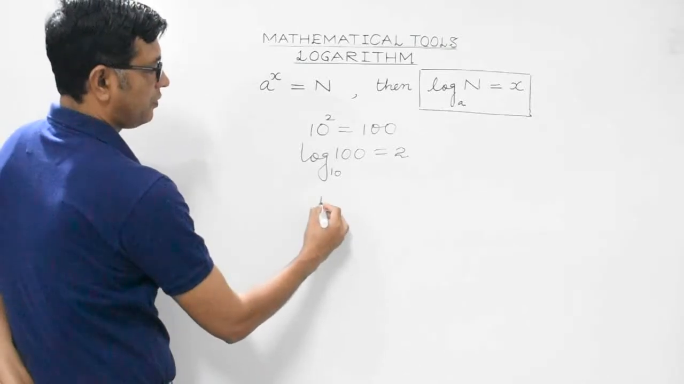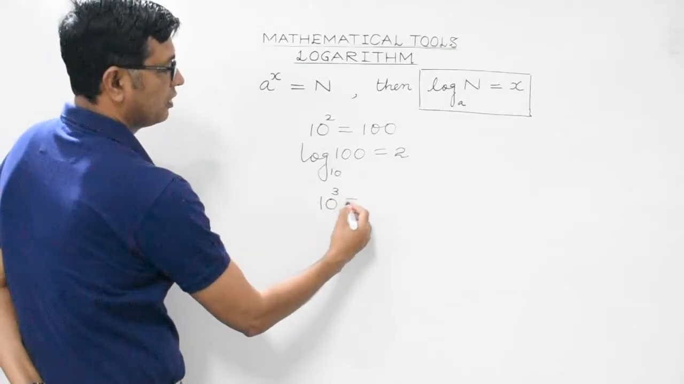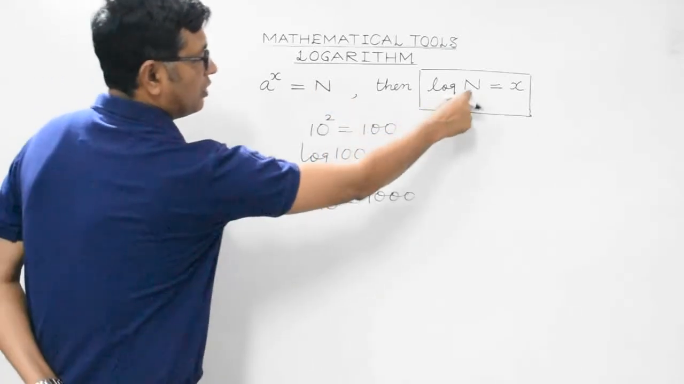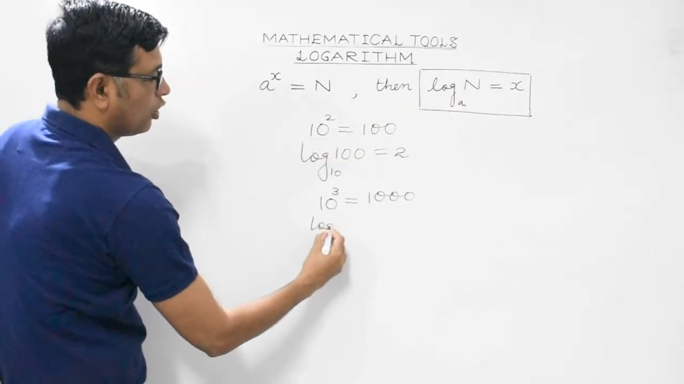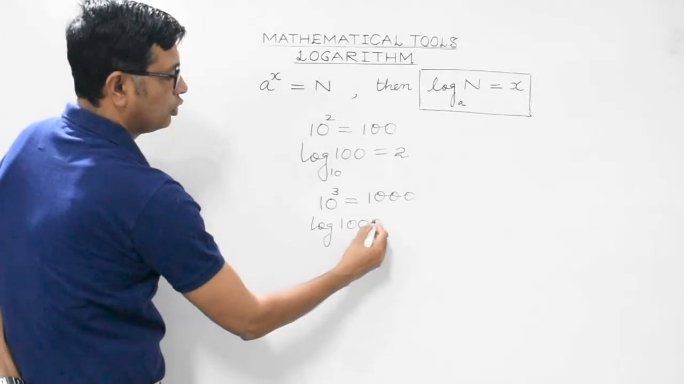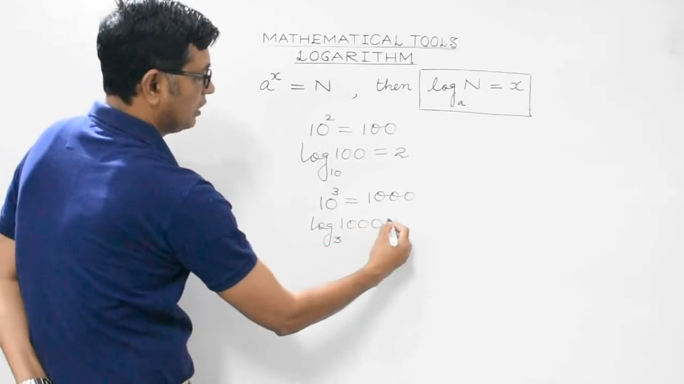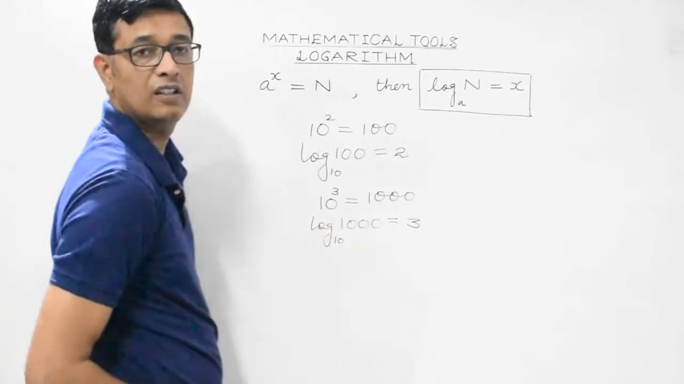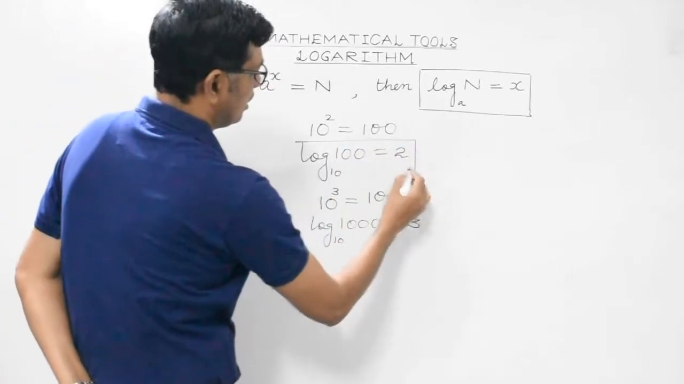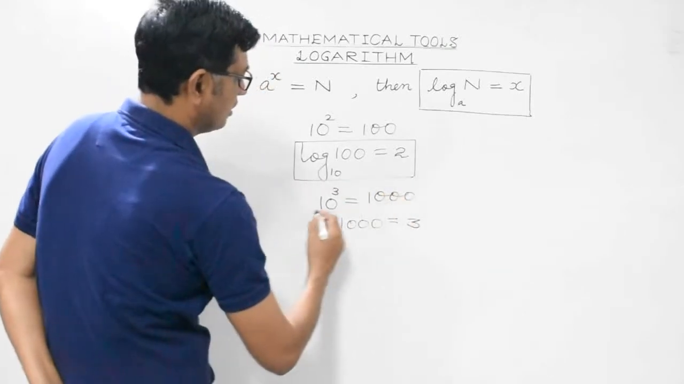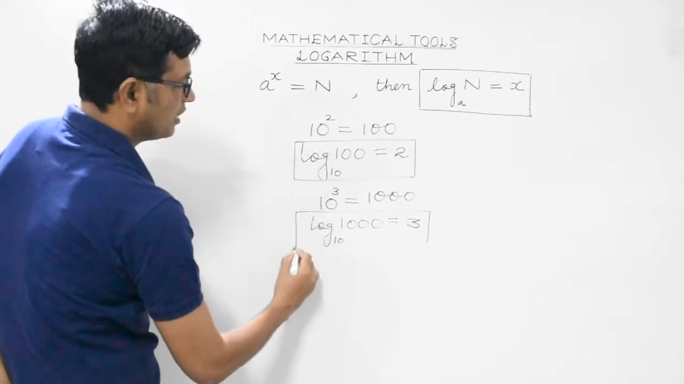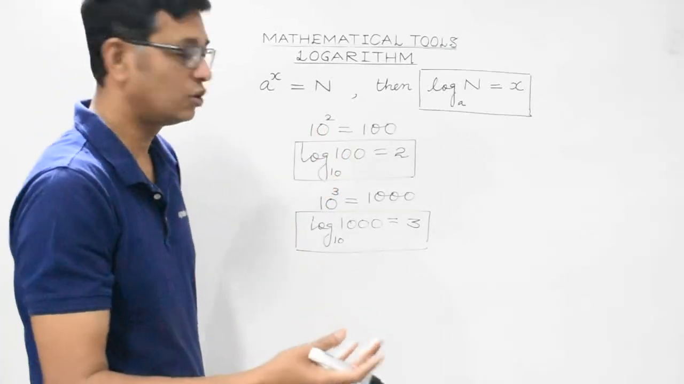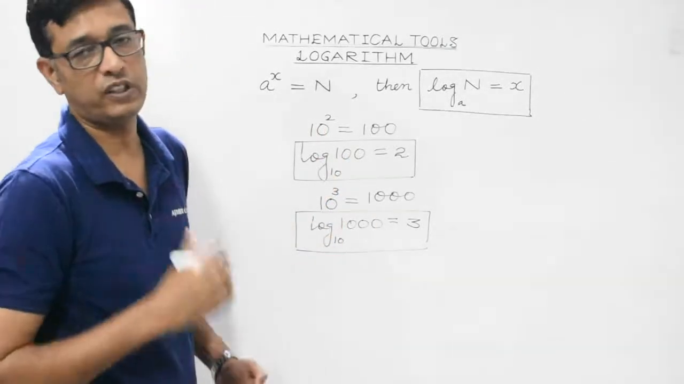Similarly, 10 raised to power 3 is 1000. So from the same logic, what you get is log of 1000 to the base 10 is equal to 3. So students, these are another very important results, right? Log of 100 to the base 10 is equal to 2. Log of 1000 to the base 10 is equal to 3.